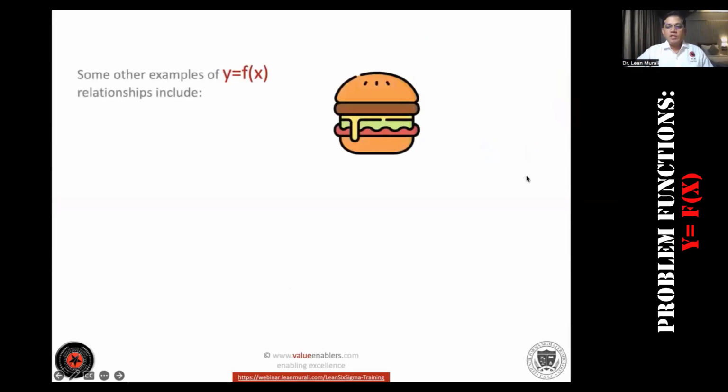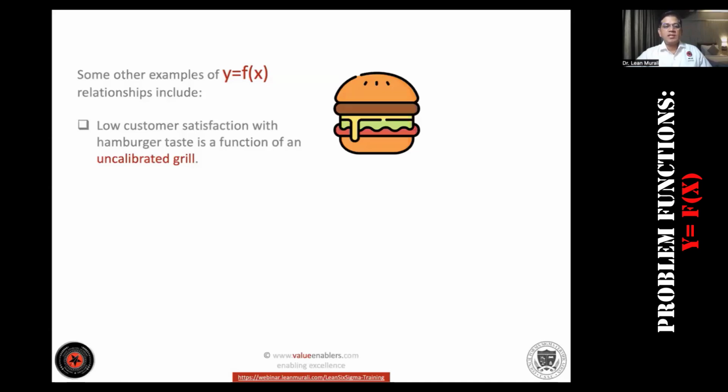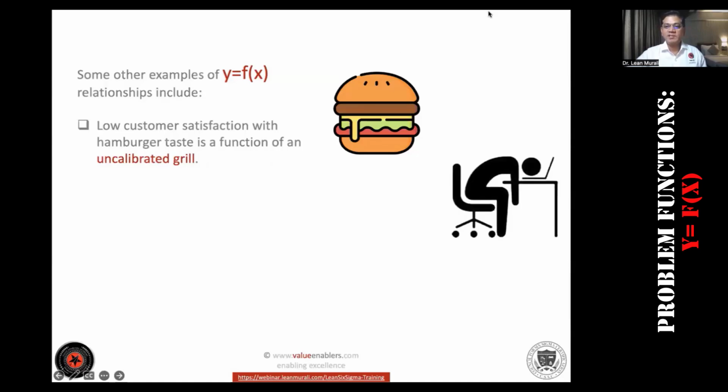So now what do you see on the screen? Let's come back. Now what do you see on the screen? Hamburger. Low customer satisfaction with hamburger taste is a function of uncalibrated grill. How many of you understand? How many of you agree? Yes, y is equal to f of x.